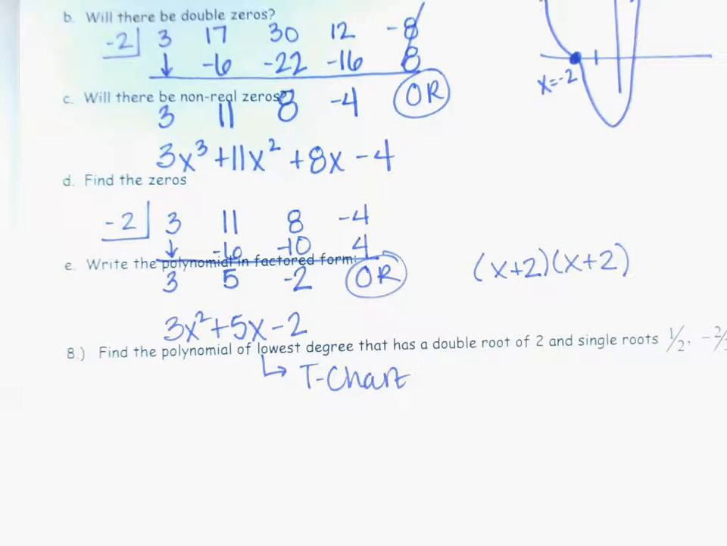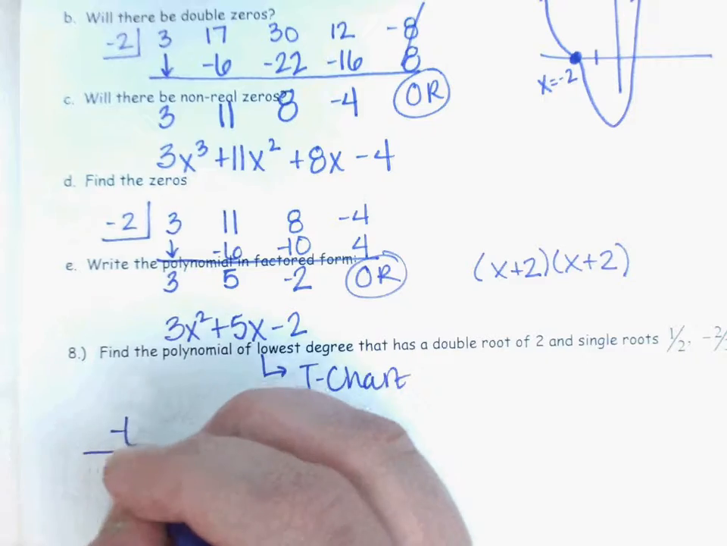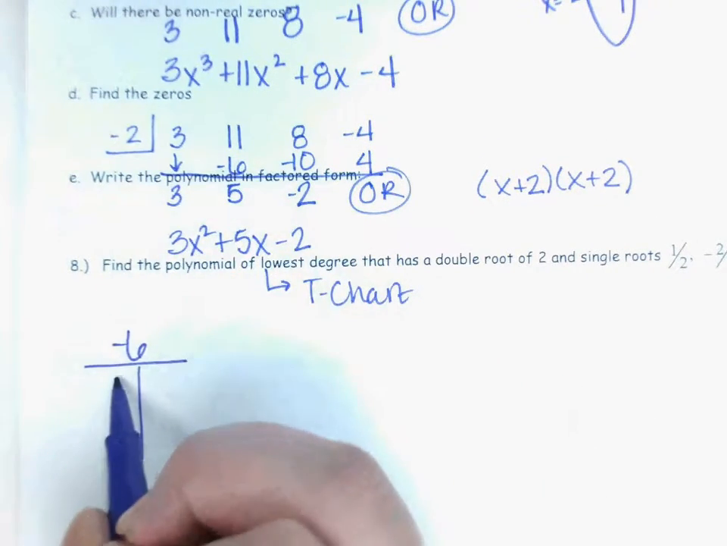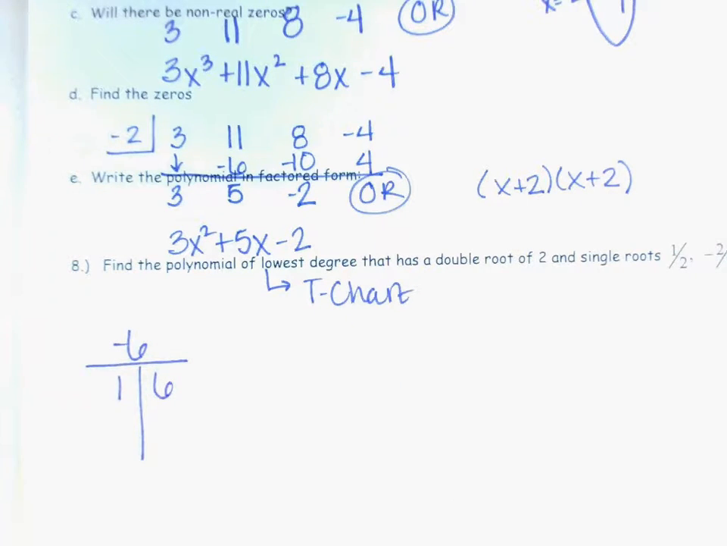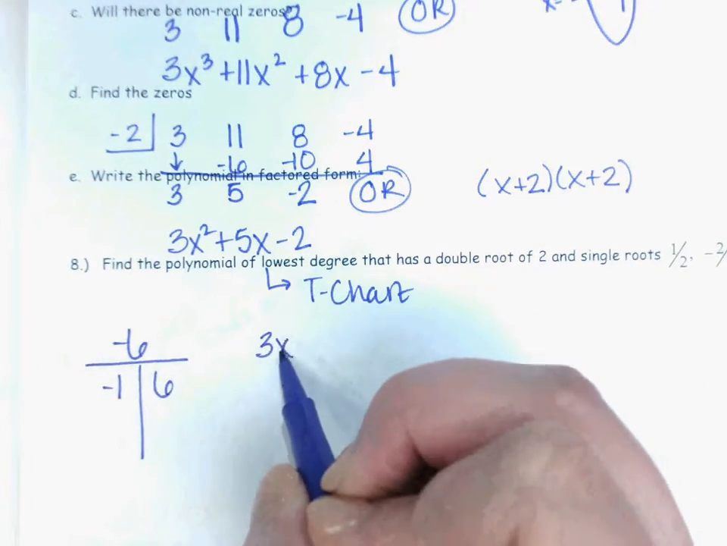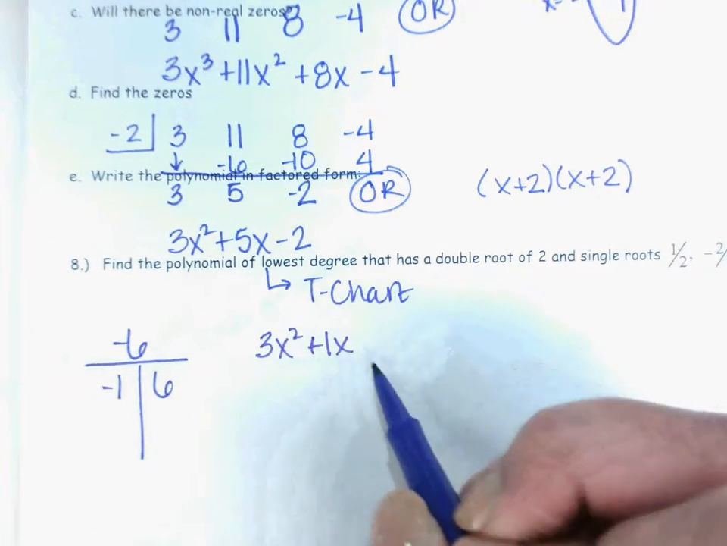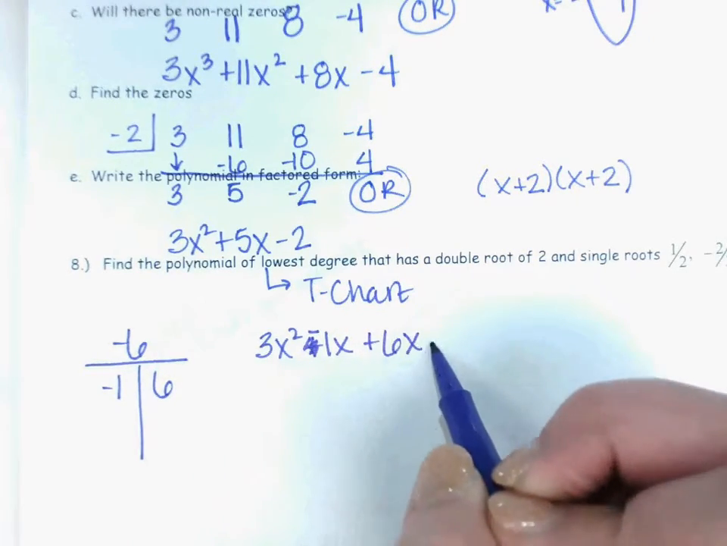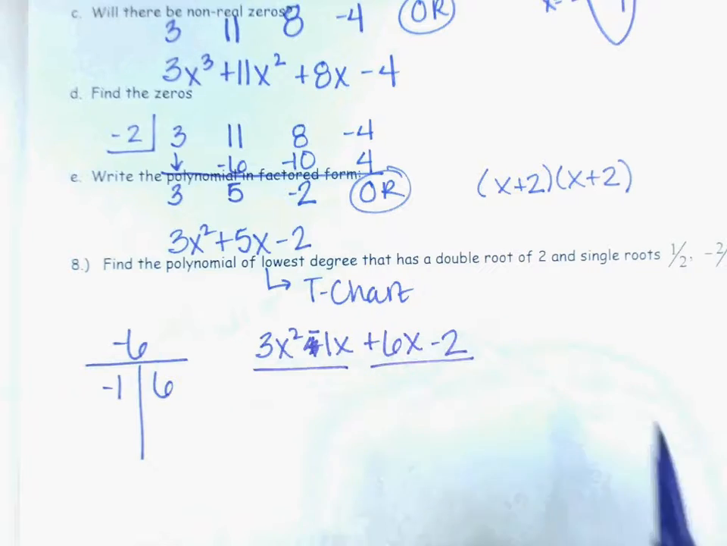So top of the chart, 3 times negative 2, what do we get? Negative 6. I need them to subtract to 5, so I'm going to use 1 and 6, but which way will I minus? 6 minus 1. So I'll have 3x squared plus 1x, oops, wrong sign, minus 1x plus 6x minus 2.